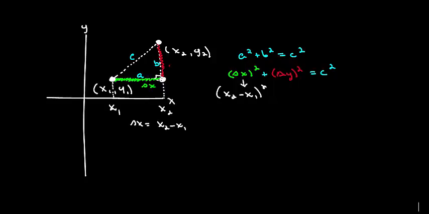Now let's look at delta y. Well, of course, this guy right here is at a height of y2, and this guy right here is at a height of y1, right? Because this is the same height as this point. So our delta y has got to be y2 minus whatever y1 is.